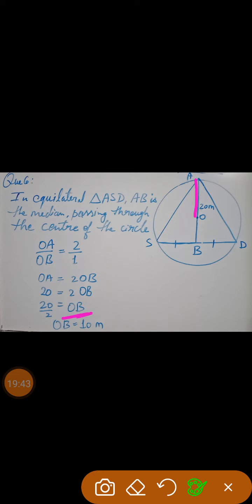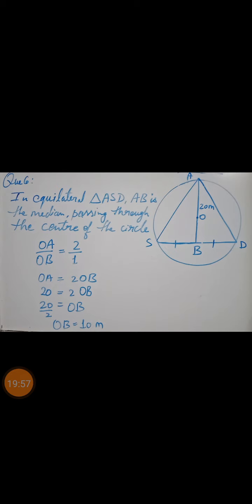Now OB is equal to, this 2 will come towards the left hand side as a divisor, meaning 20 by 2. So OB is equal to 20 by 2, which means OB is equal to 10 meter. We have got OB is equal to 10 meter.